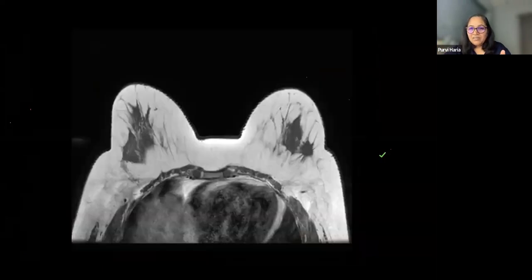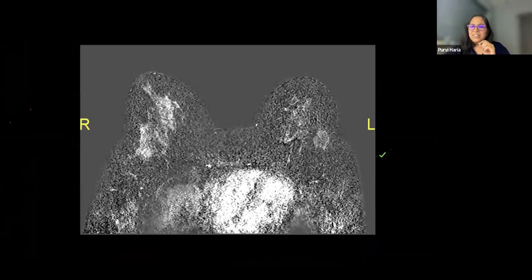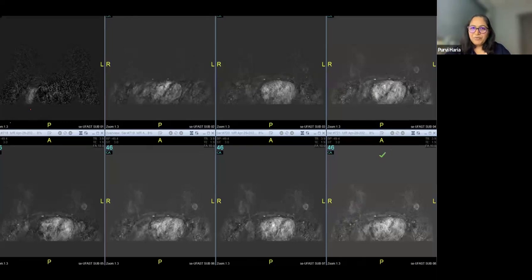So this is a single lesion in the breast, with extremely high parenchymal enhancement, and the lesion is seen in the lower outer quadrant of the left breast, and nothing else in the rest of the breast parenchyma.